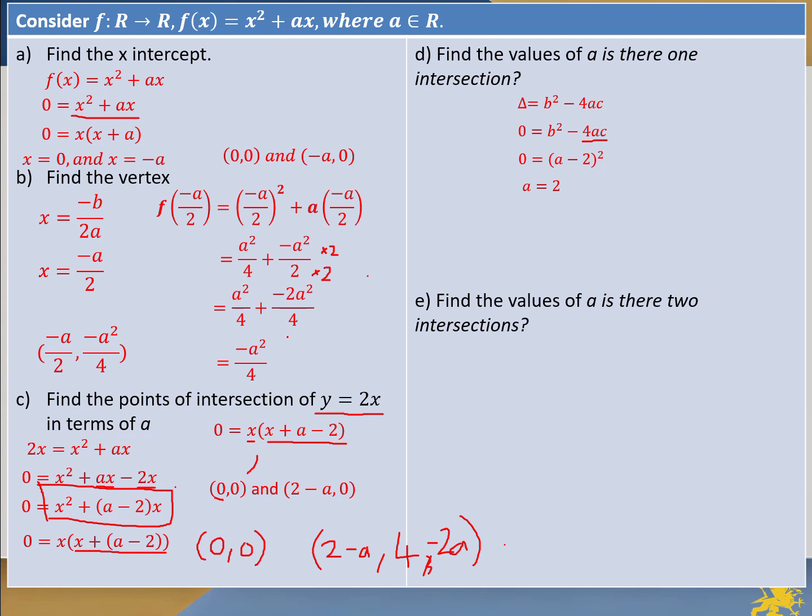So the next step is find the values of A. Is there two intersections? So again, I'm using the same rule, but it needs to be greater than 0. So 0 is less than B squared minus 4AC. Now I substitute everything in like I did before, so it's really going to the same step. Now all this is saying is A cannot equal 2, because I could square root both and get the squared gone, and then I'll plus 2 to the other side. So it's just A cannot equal 2.